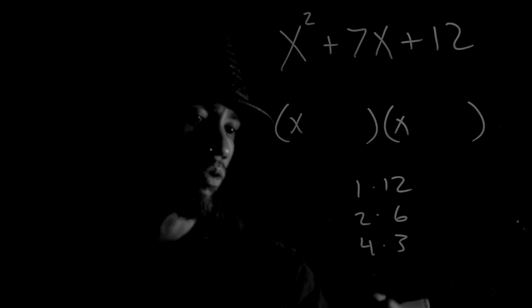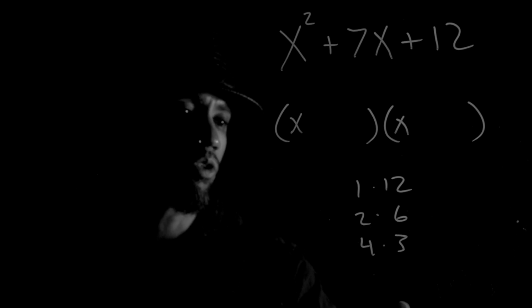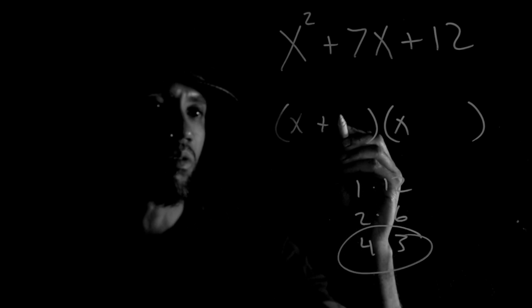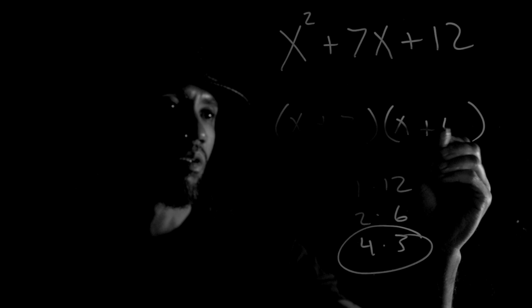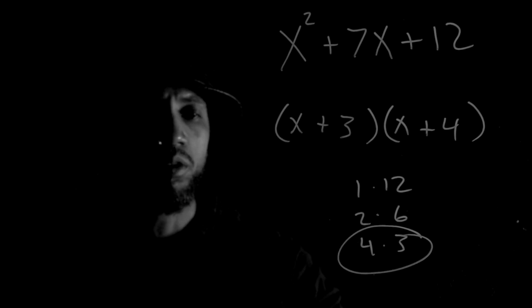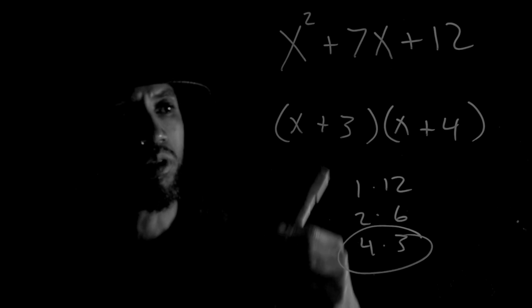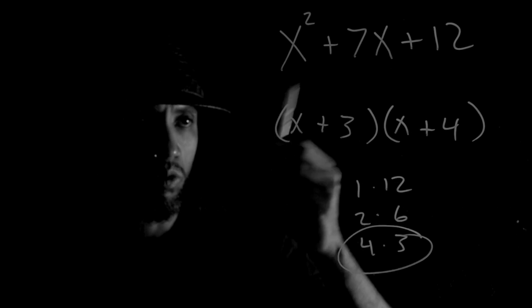Okay? So this will work. Which two of these numbers will add to get 7? These will. Fine. So let's see if it works. 3 and 4. Now take a look and make sure you did it right. So do FOIL or the box method to make sure that when you multiply these binomials you do get this.